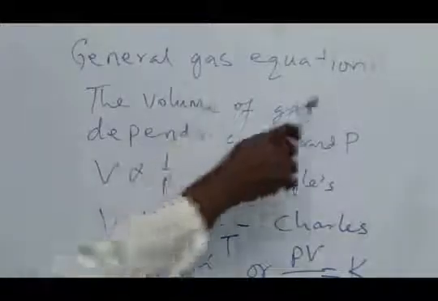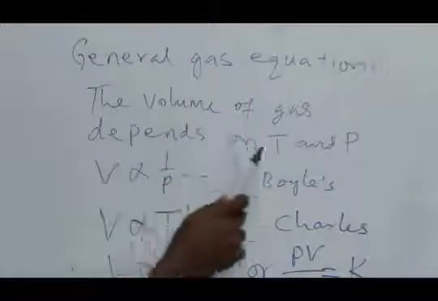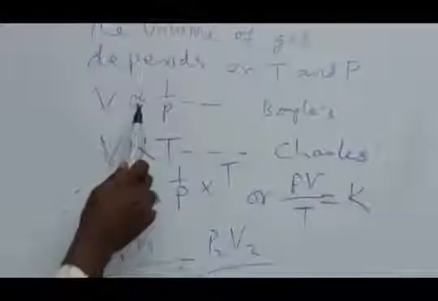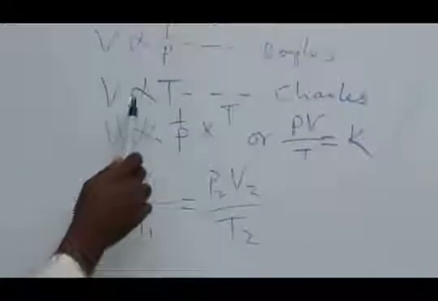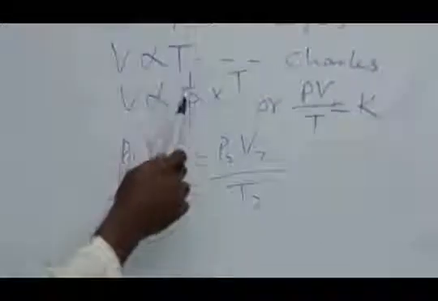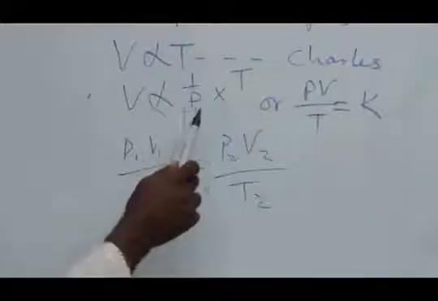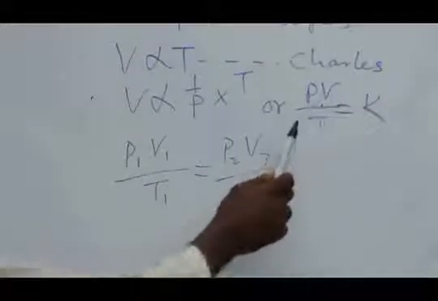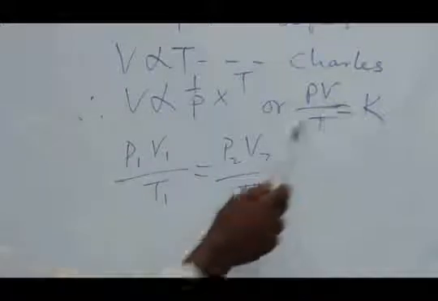General gas equation. The volume of gas depends on temperature and pressure. Volume is proportional to 1 over pressure, and that is Boyle's law. Volume is also proportional to temperature, and that is Charles' law. Volume is proportional to temperature over pressure, or PV over T equals K.